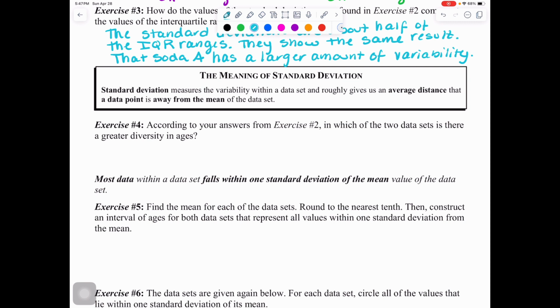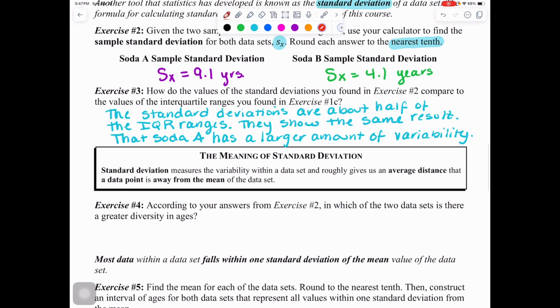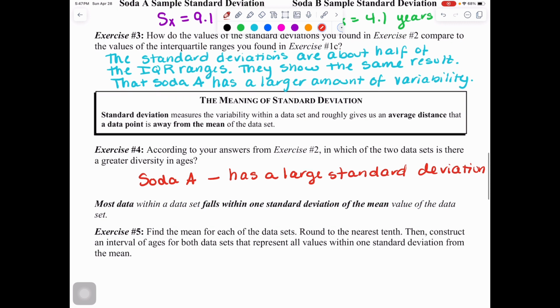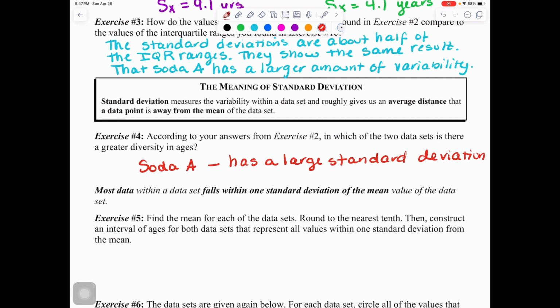So exercise 4, according to the answers from exercise 2, which was up here, the standard deviations, in which of the two data sets is there a greater diversity in age? So that's definitely soda A. And that's because it has a larger standard deviation. Okay, so there's more diversity in age. The variability is larger, as we concluded up above. Most data within a data set falls within one standard deviation of the mean.